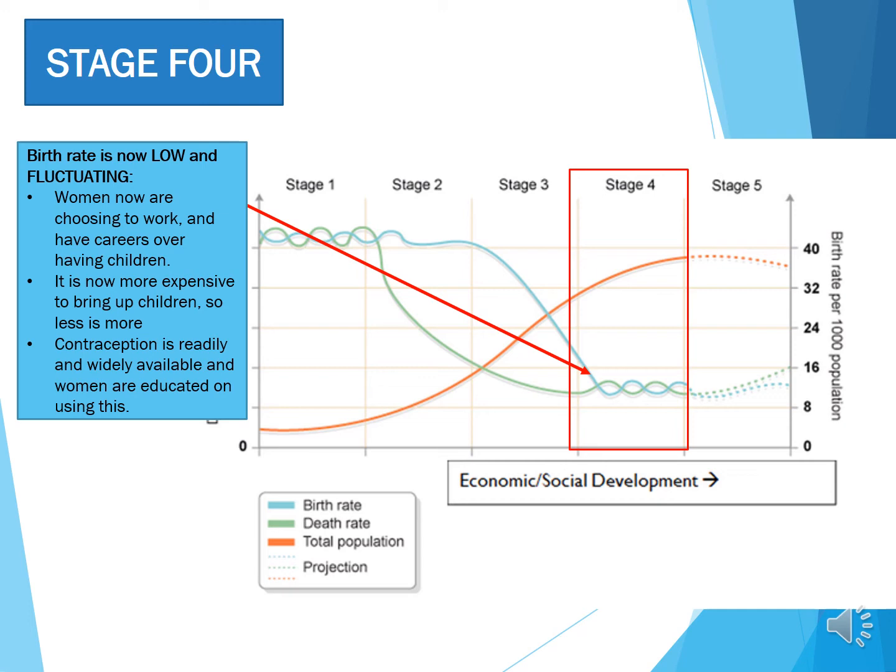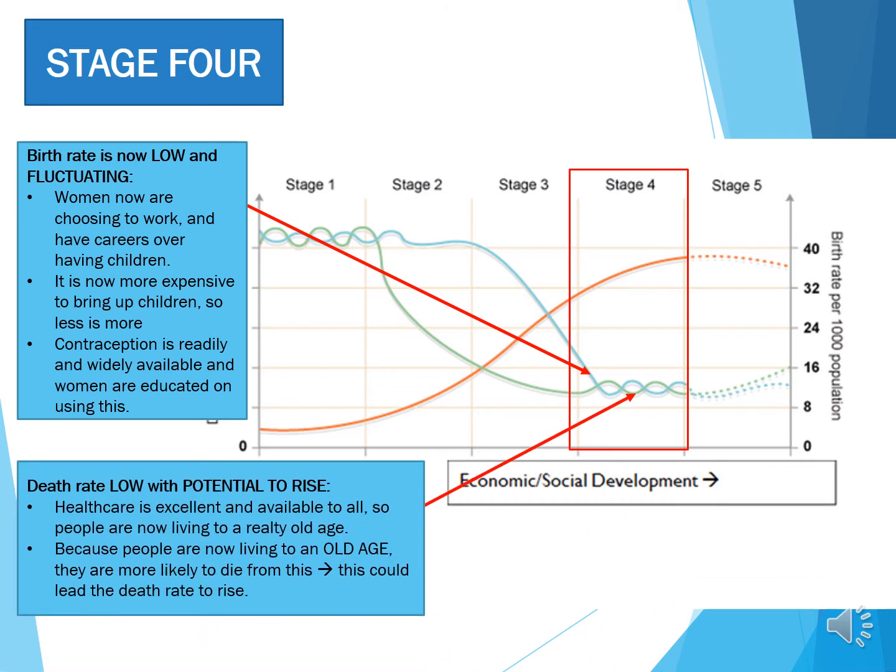It's still now more expensive to bring up children because cost of living is more expensive. If you think about in America, you have to pay your university fees up front. Not many people can afford to do that. So it's important to consider how much money it would cost you to have that child. And now women are more educated. They are staying in education longer. They are being told about contraception. Also, the more religious views about contraception tend to be less influential in HICs, so they tend to be more willing to use contraception. The death rate now is low with potential to rise.